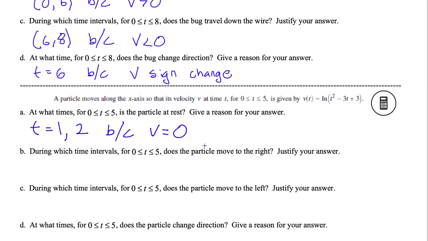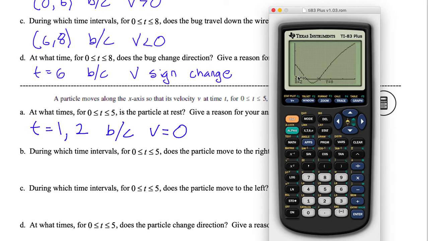Part B. When am I moving to the right? Well, now that we know the exact times where it hits 0, we can find the intervals. It's moving to the right whenever I'm above the x-axis. So in this interval right here, if I just hit the graph of this, I should maybe put a screenshot of this graph in the notes so we know what's going on.